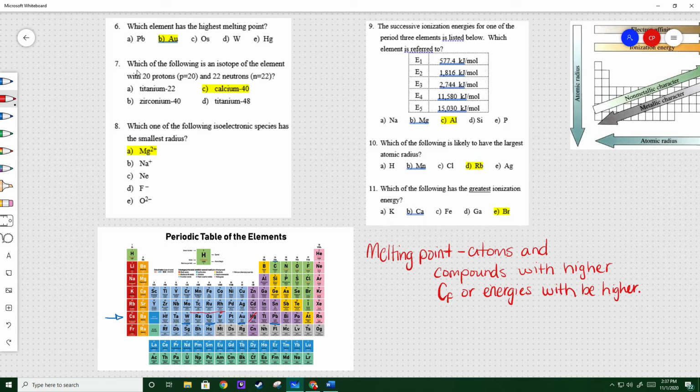Number 7 said, which of the following is an isotope of an element with 20 protons and 20 neutrons? Remember, the protons determine the element. So if you look for number 20, that's calcium. So here we have, that would be the correct answer.